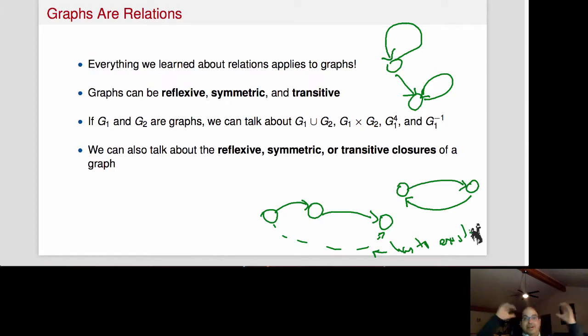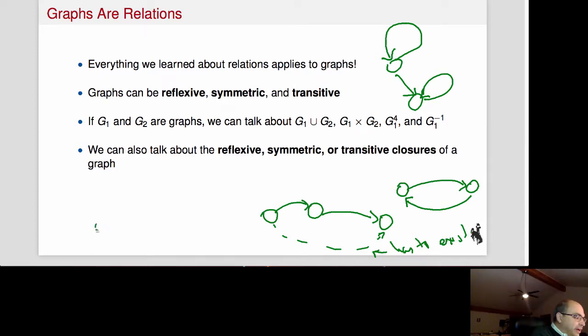And that's it, right? So we can talk about symmetric graphs, reflexive graphs, transitive graphs, and it's the same as it was for relations. What about ideas such as G1 union G2? Yes, absolutely. Just take the union of the graphs by taking the union of the edges, union of the vertices. How about the cross product? No problems. We'll take the union of the vertices so we don't lose anything.